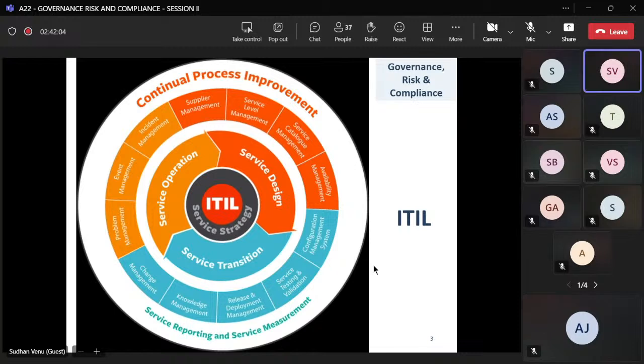And the last one is for the continual process improvement. It will differ in terms of V3 and V4. We have V3 and V4 for ITIL, and V3 is for the base level of the continuous improvement model, and we are going with V4. It is for the DevOps level in the service life cycle model in terms of ITIL.